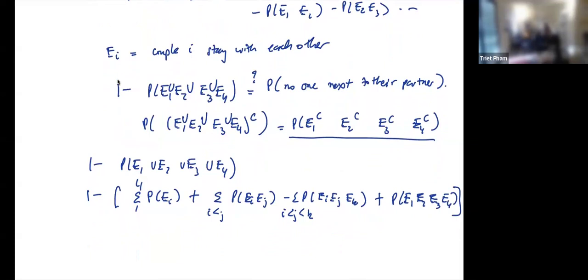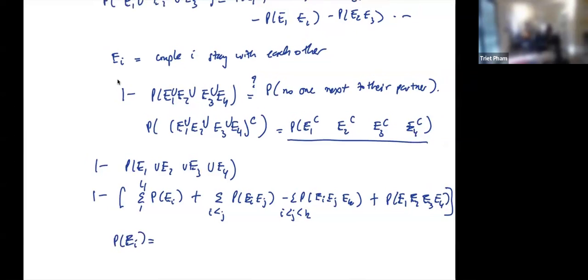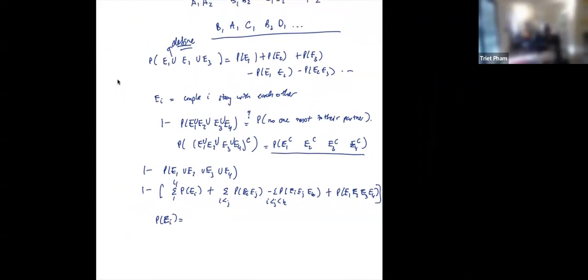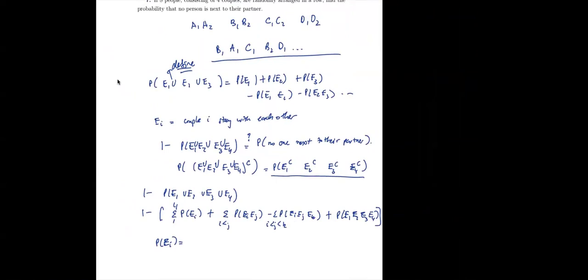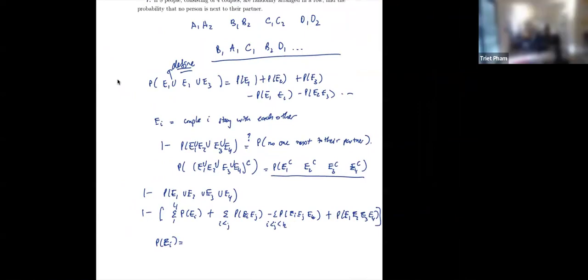All right. So now again, all we have to do is calculate each of these, plug in the sum, and then, roughly, finish the problem. So what is P(E_i) in this case? It's the probability that couple i stays together. Sure. What is the answer now? We want a number. What would that be?